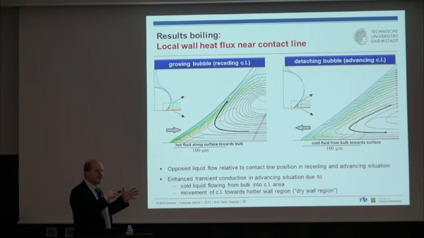While when the bubble detaches, we have the opposite direction of the contact line, and then we bring cold fluid into this area, and we have such a flow, partly evaporating here, but the rest goes into the boundary layer. That means the isotherms here, the temperature gradient is not as strong, so here we have slightly lower evaporation than in this case.